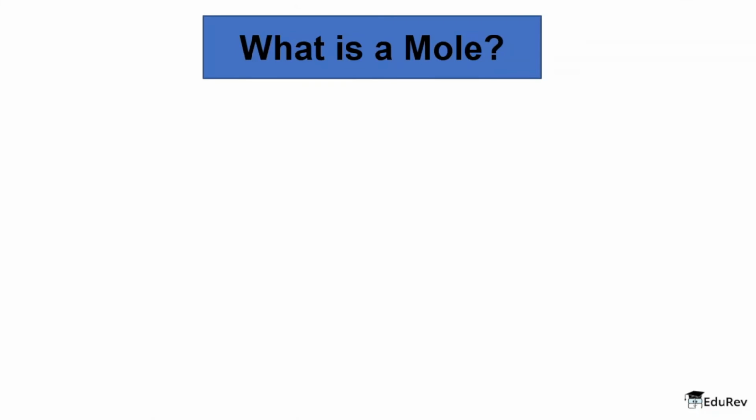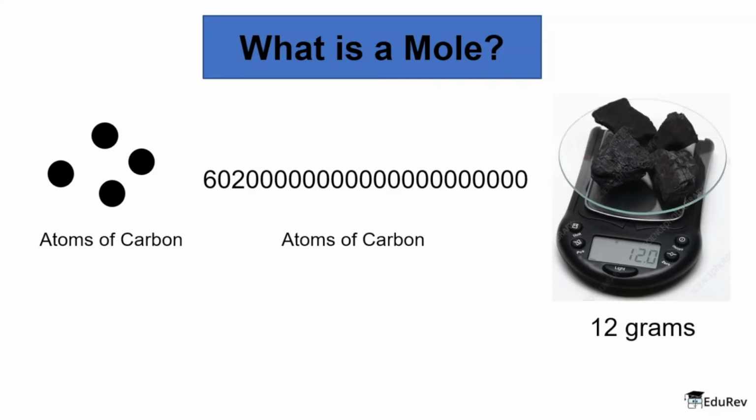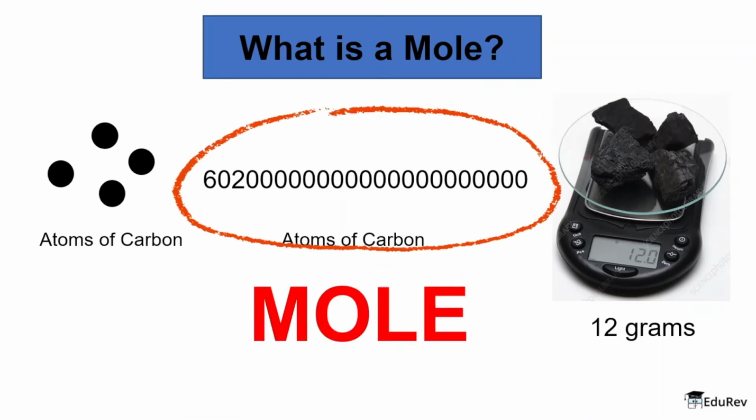Now let us discuss what is a mole. So if I talk about atoms of carbon, if I talk about one atom of carbon, of course I cannot see it, okay? 2, I cannot see it. 3, 4, I cannot see, feel or touch it, okay? But if I talk about these many atoms of carbon together, I can not only see, feel and touch it, I can also measure their mass in grams, and it comes out to be equal to 12 grams, okay? So this number which you see on your screen right now is actually called a mole.